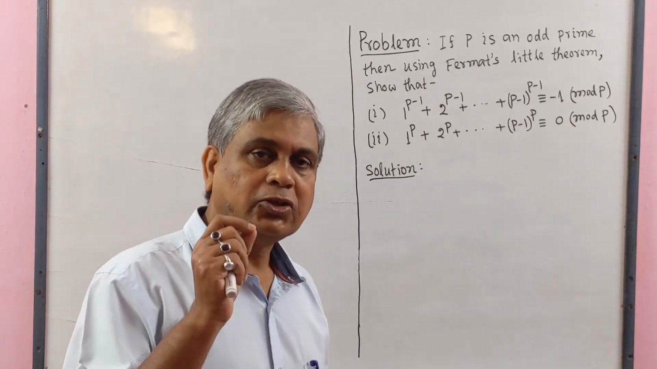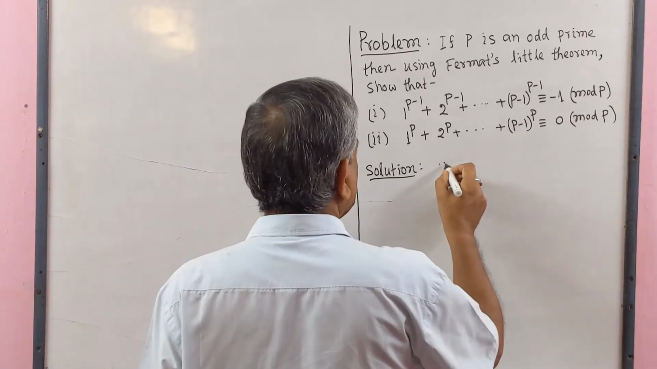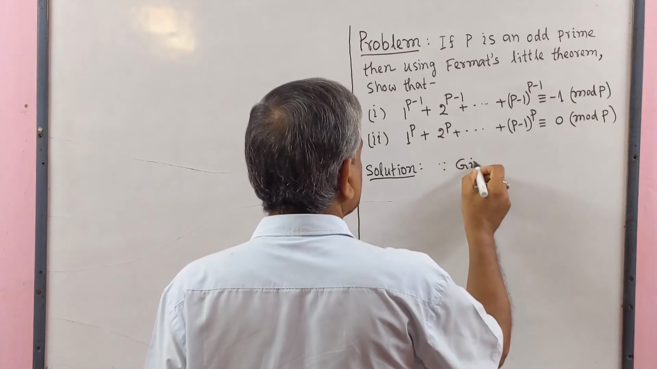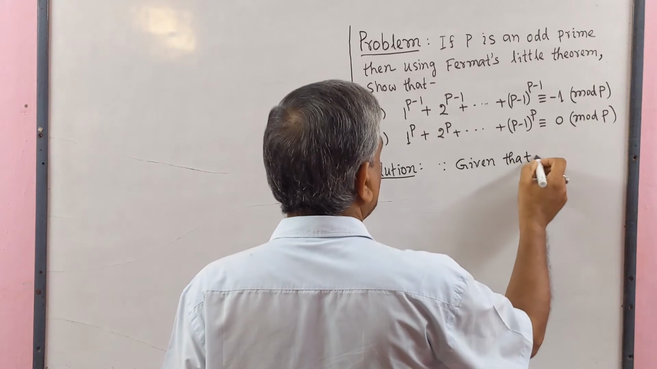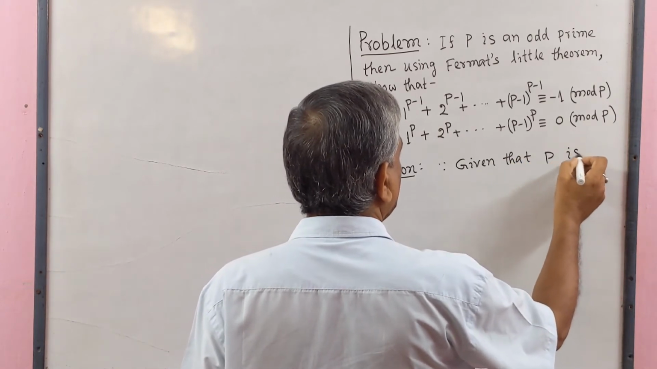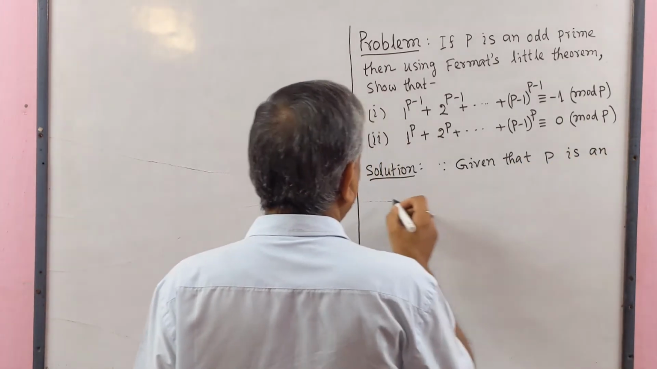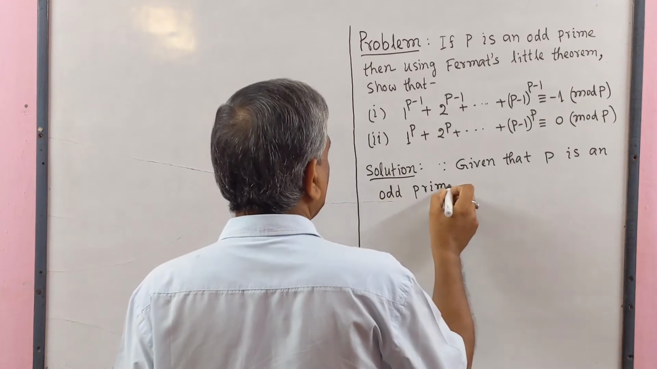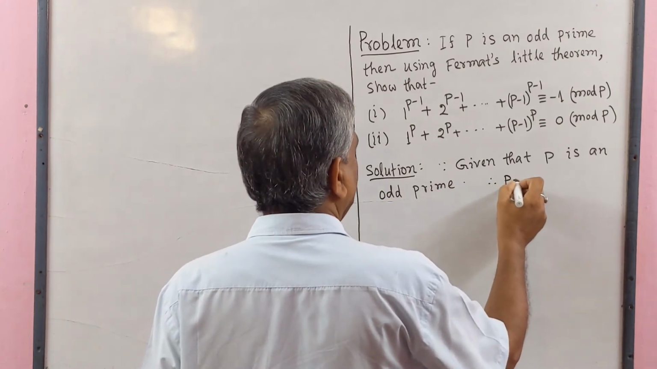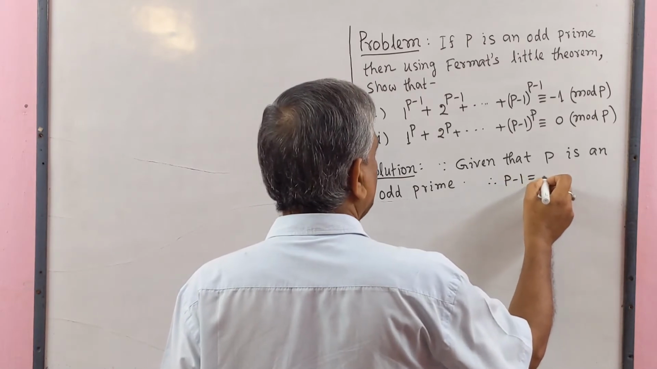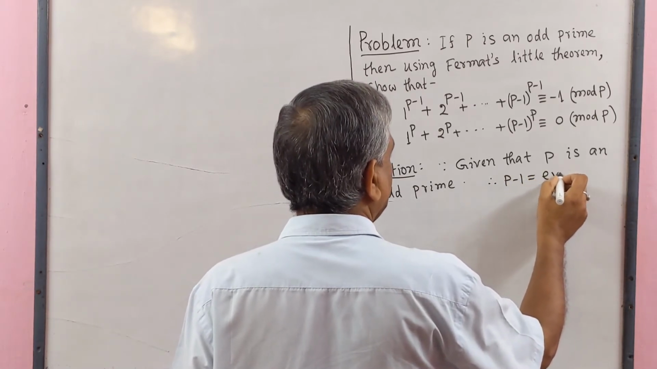Now we solve this. Since given that p is an odd prime, therefore p minus 1 is an even number.